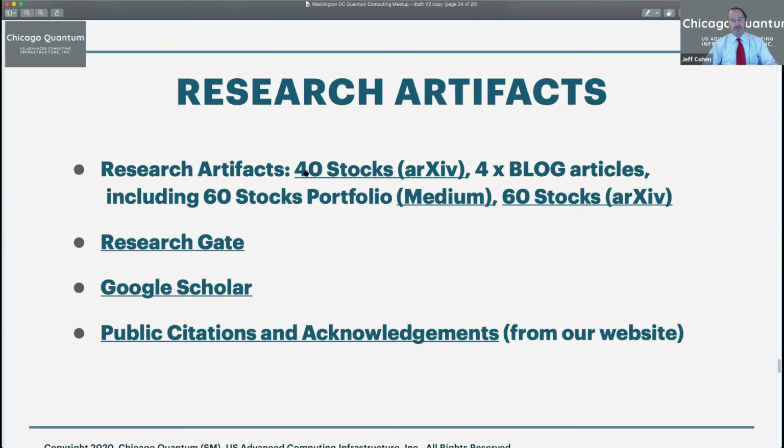So our research artifacts, we have a 40 stock arXiv article. We have 4 blog articles in Medium. Actually, now we have like 6. And then we have our 60 stock arXiv paper. We publish everything to ResearchGate. We're in Google Scholar. In fact, we were told by the folks that we cited in the early paper, I know Dr. Du, she's from University of Denver. We're going to be meeting with the team, by the way, this coming week. And they're going to give us a citation. And you can go to the website and see just tons of public citations.